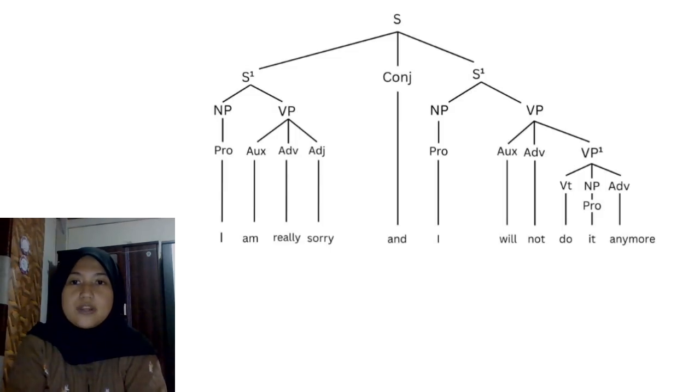This layered structure helps us show the relationship between the words more accurately than if we simply place everything under one VP branch. So overall, the tree shows that the sentence is formed from two independent clauses connected by a conjunction. Each clause contains an NP and a VP, and the second clause contains a VP bar because the auxiliary verb and negation are separated from the main verb phrase in the syntactic structure. And that's how the sentence I am really sorry, I will not do it anymore is represented in this tree diagram.